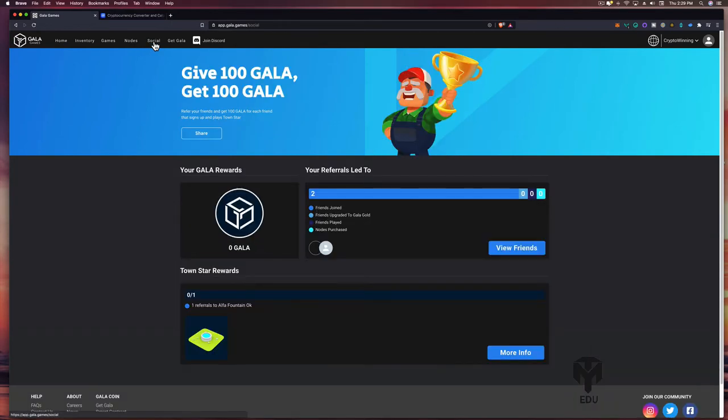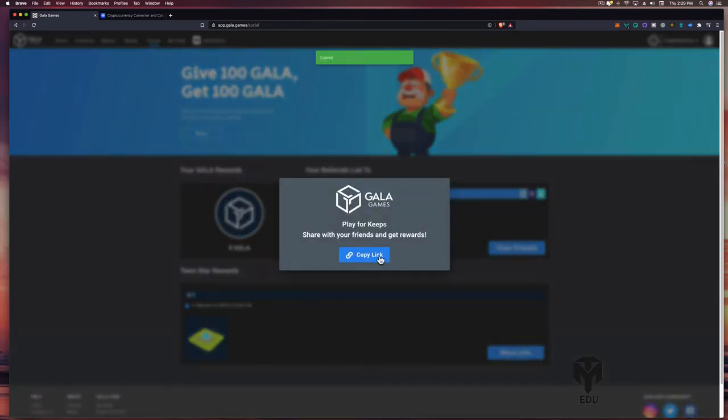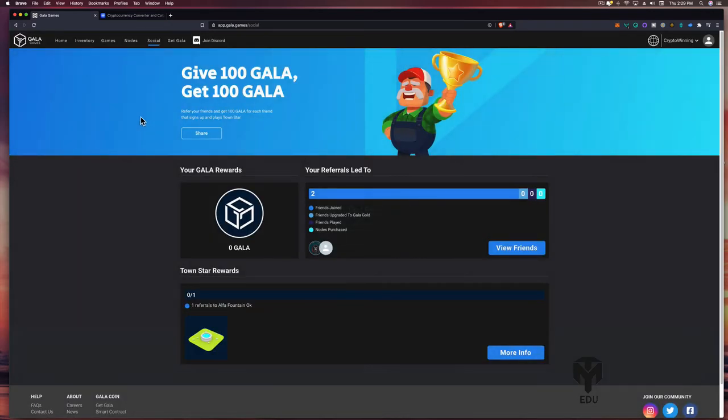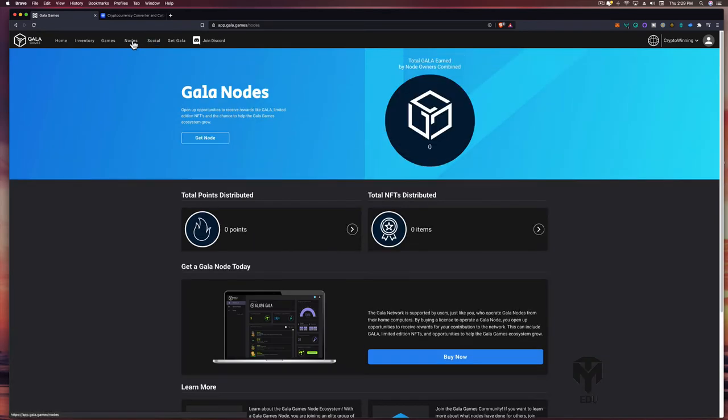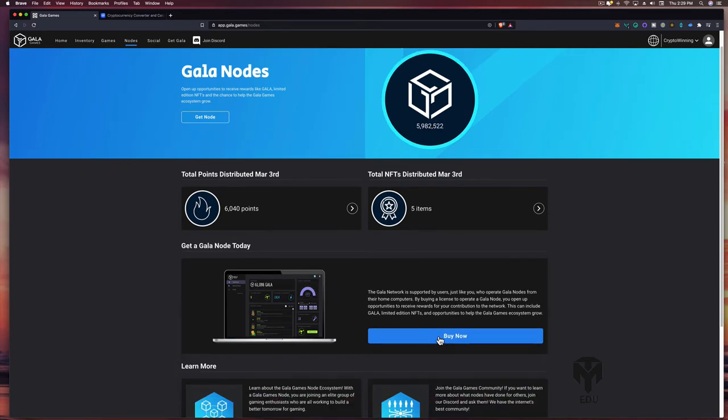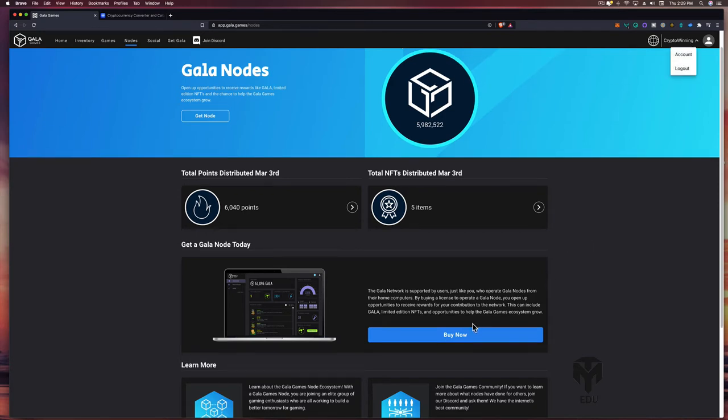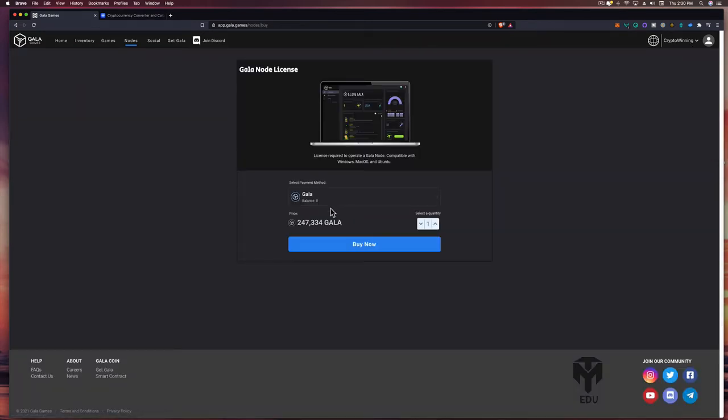You will find your link to share right here. So you will copy that link and then you can send it to people. If you don't have enough to start a node, you can just come and play for free and refer people and get stuff. So you're going to want to come to buy now for the Gala Games.